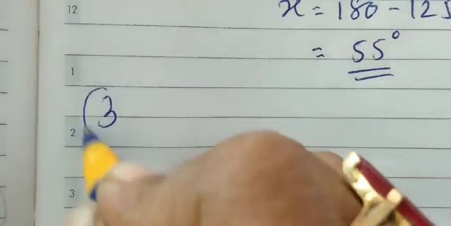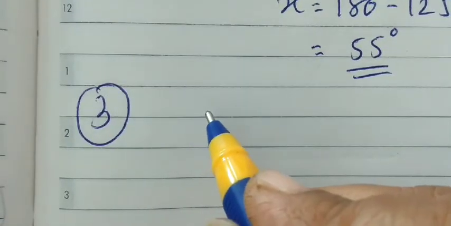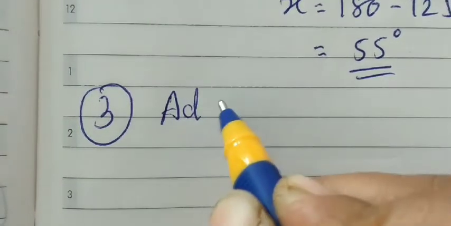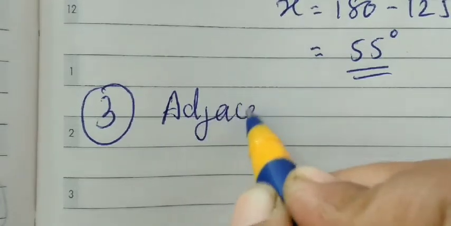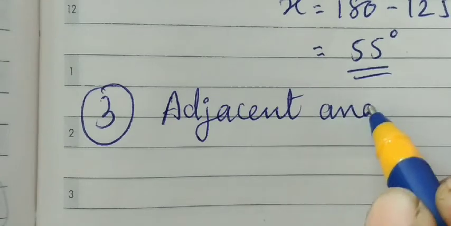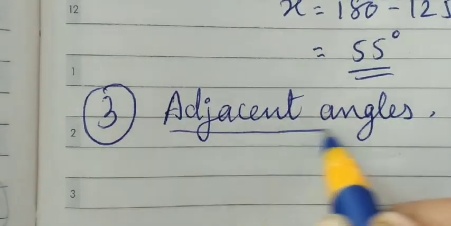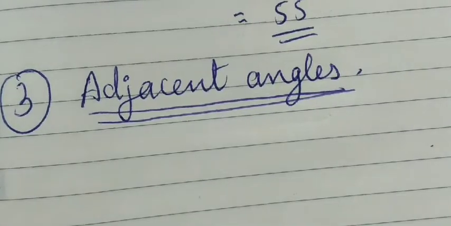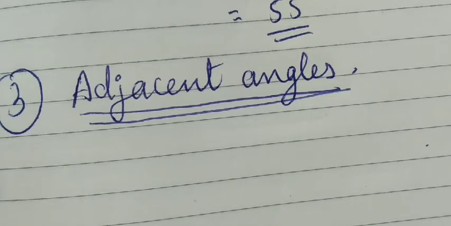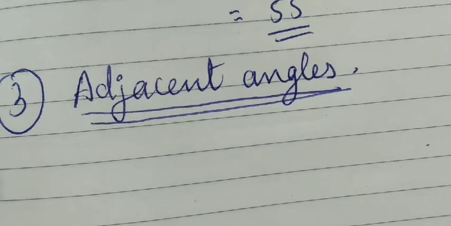Now the third topic which we are going to talk about under related angles is adjacent angle. Adjacent angles. Children, these are very important. These concepts should be clear to you because they are going to help you in further studies related to lines and line segment. Okay, so what are adjacent angles?